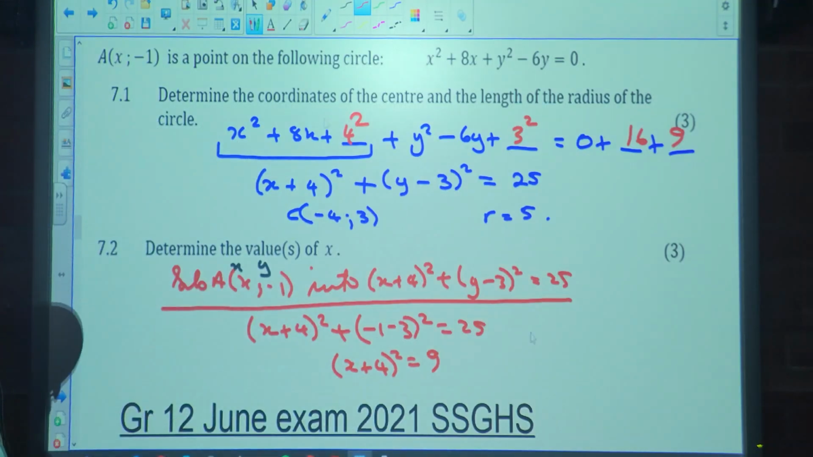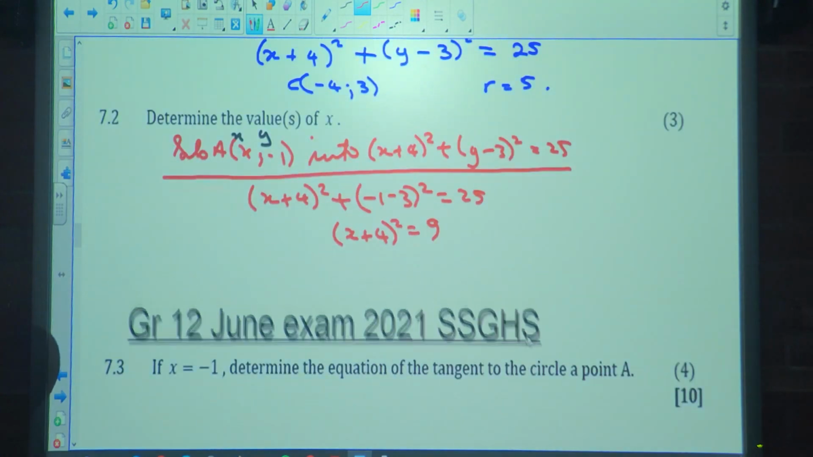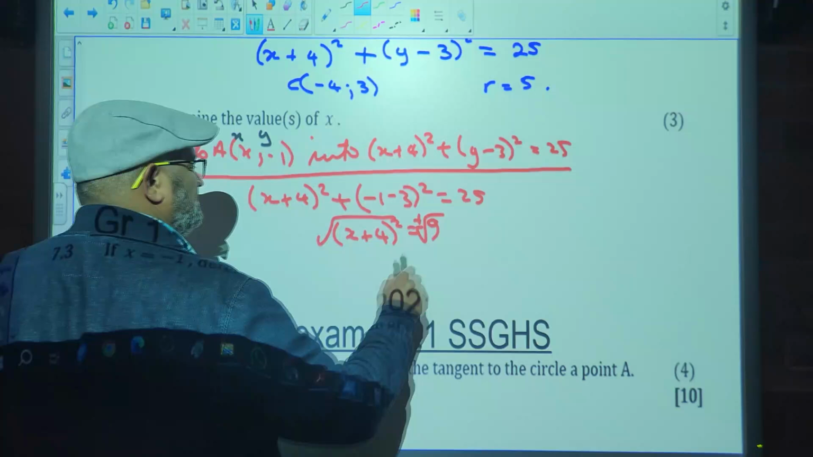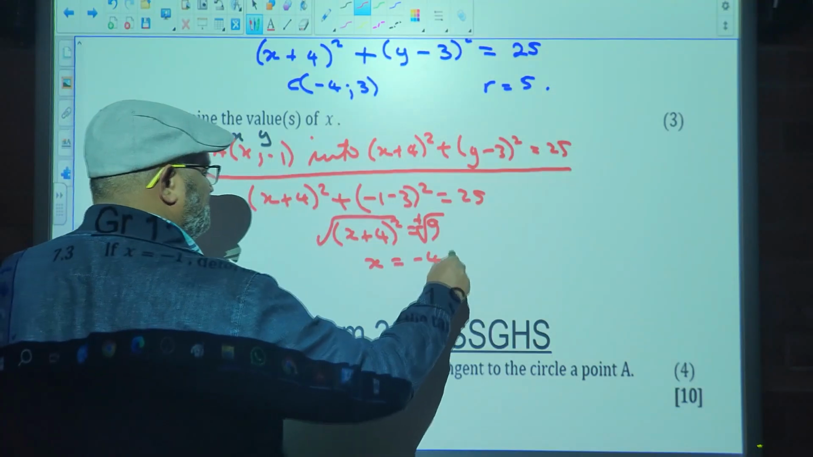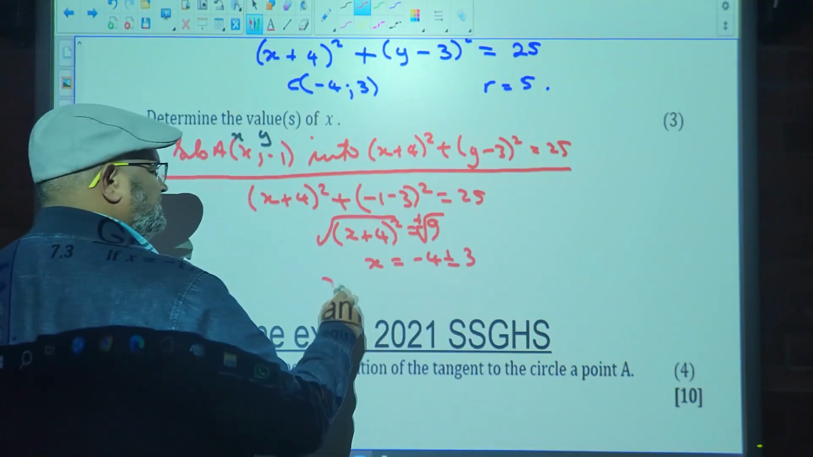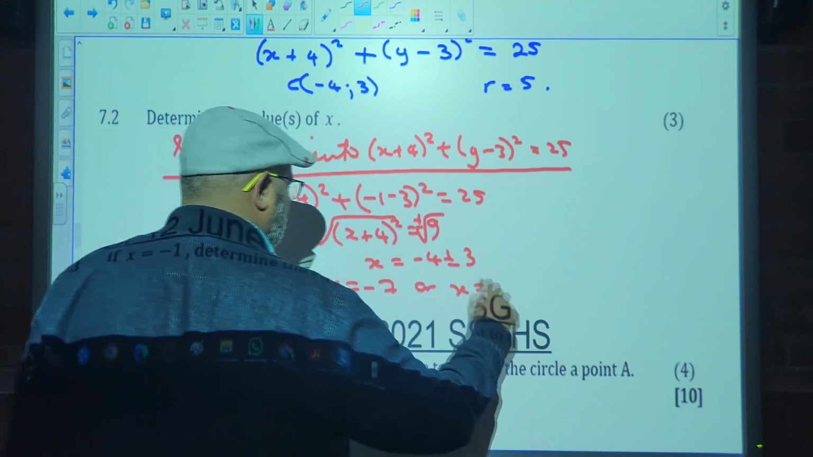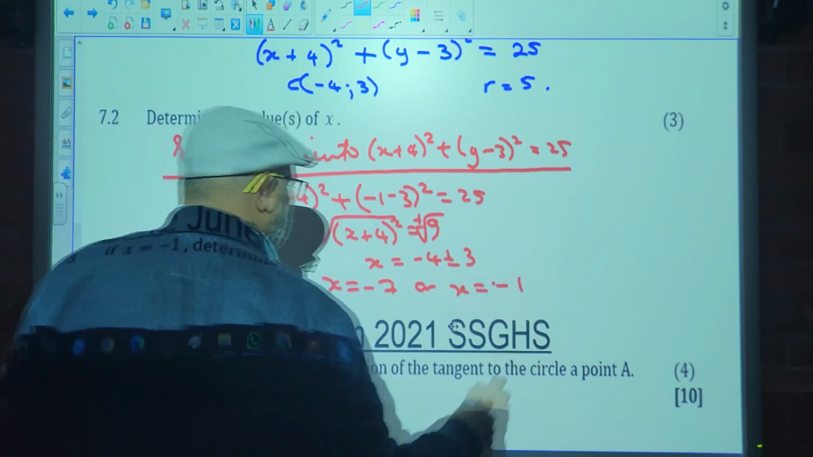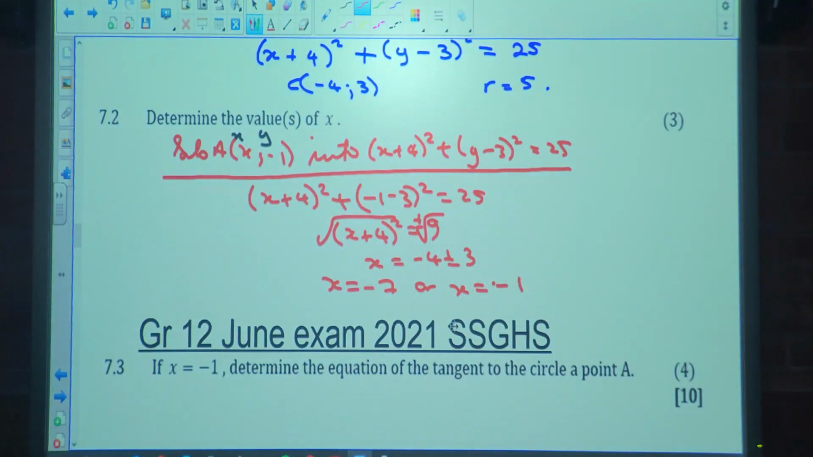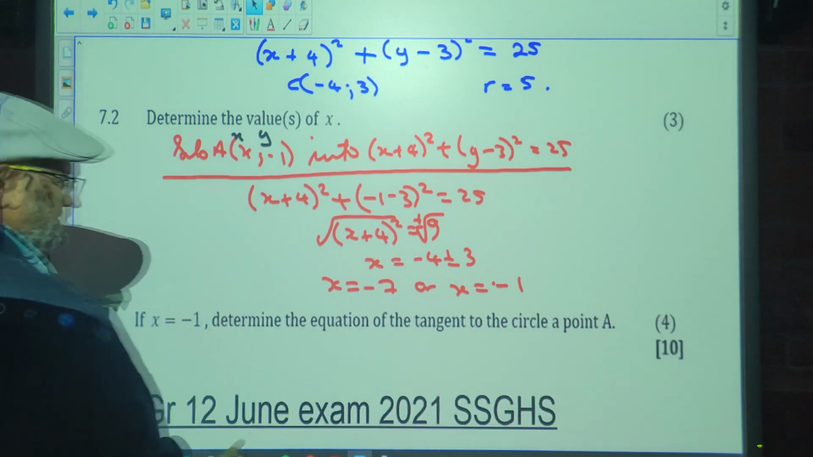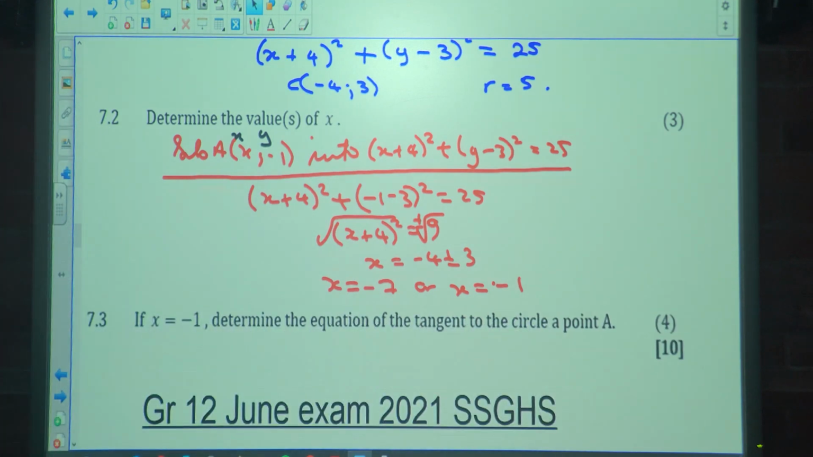Okay. So how do I get rid of the square root on both sides? By introducing the square root plus or minus. So x equals minus 4 plus or minus 3. So minus 4 minus 3 is minus 7, or x equals minus 4 plus 3, which is negative 1.